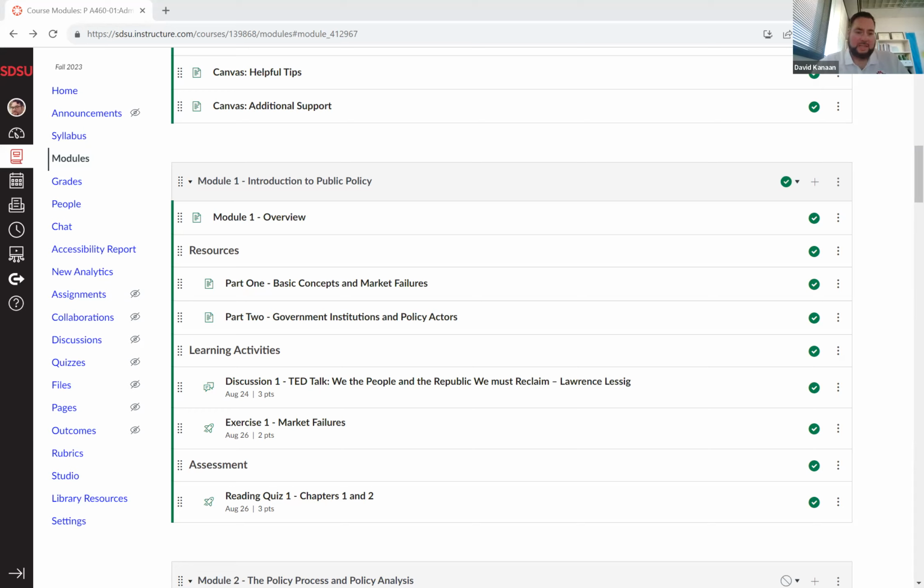Then you have exams that are 20% of the grade each. Well, they're both worth 20 points. The first one covers modules 1 through 4 only, and the second one covers modules 5 through 8 only.